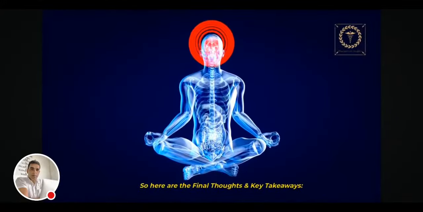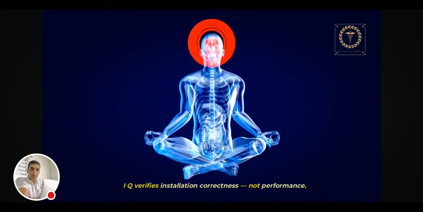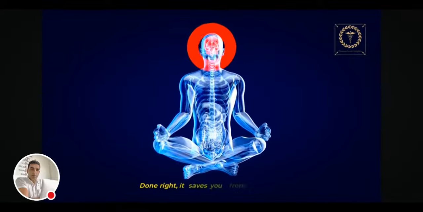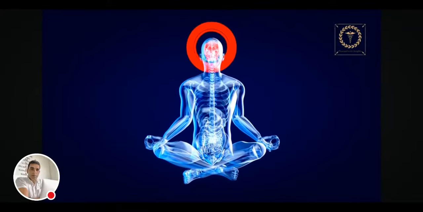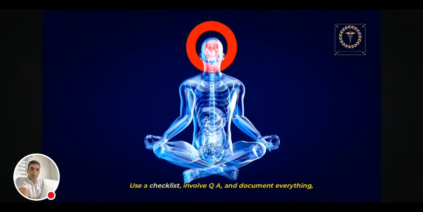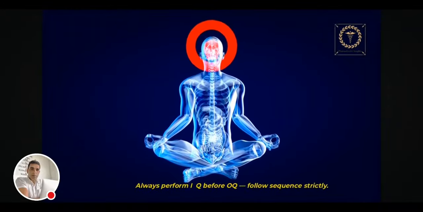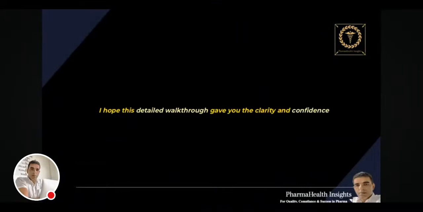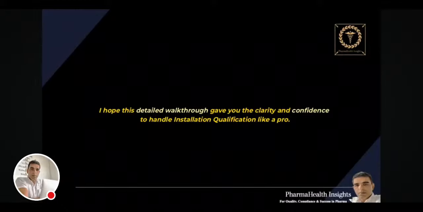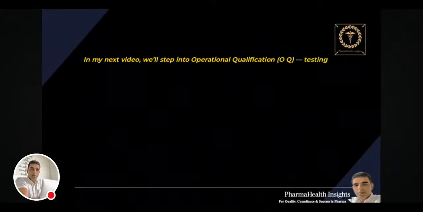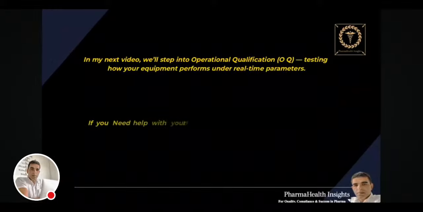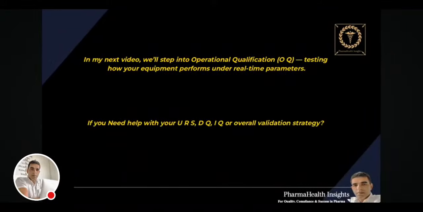So here are the final thoughts and key takeaways. IQ verifies installation correctness, not performance. It is evidence-based, document-heavy, and compliance-critical. Done right, it saves you from regulatory pain. Use a checklist, involve QA, and document everything. Always perform IQ before OQ. Follow sequence strictly. I hope this detailed walkthrough gave you the clarity and confidence to handle installation qualification like a pro. In my next video, we'll step into operational qualification, OQ, testing how your equipment performs under real-time parameters.